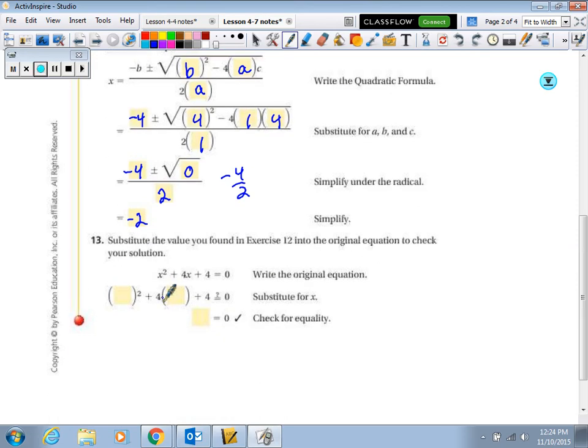And then what they have you do is check, make sure it works. So you're going to substitute negative 2 in here, and then times negative 2. Yeah, so let's just plug that in. I'm sorry, I'm totally spacing all of a sudden. So I'm going to do negative 2 squared plus 4 times negative 2 plus 4. Okay.